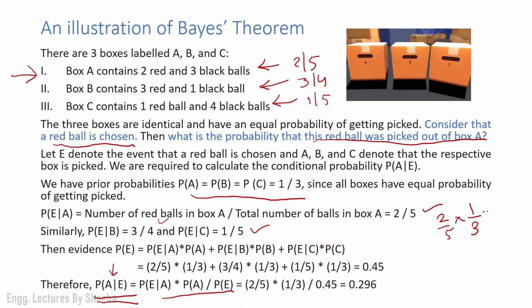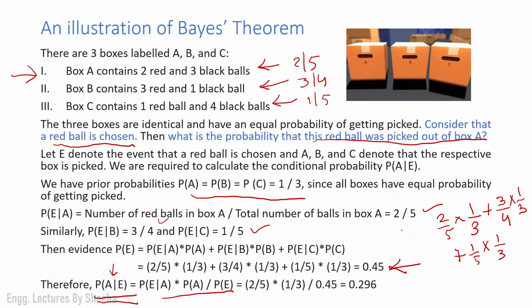So plus the probability of the red ball from box B into the probability of choosing box B, plus the probability of choosing a red ball from box C into the probability of choosing box C. So that is 2 by 5 into 1 by 3 plus 3 by 4 into 1 by 3 plus 1 by 5 into 1 by 3. You get the answer as 0.45.